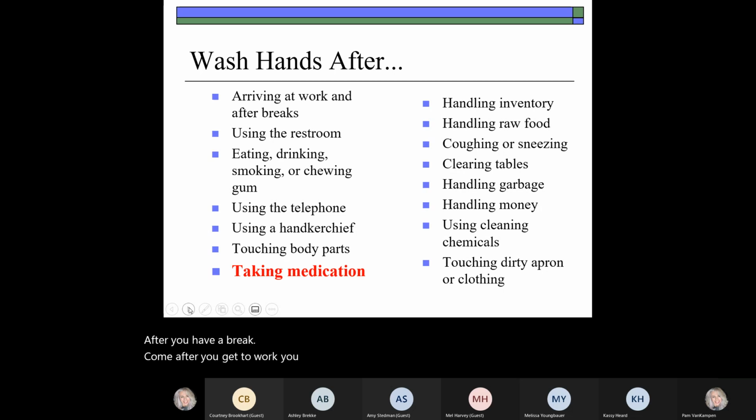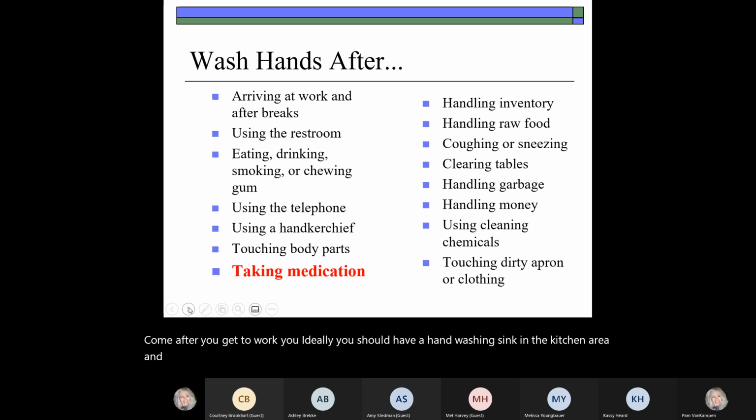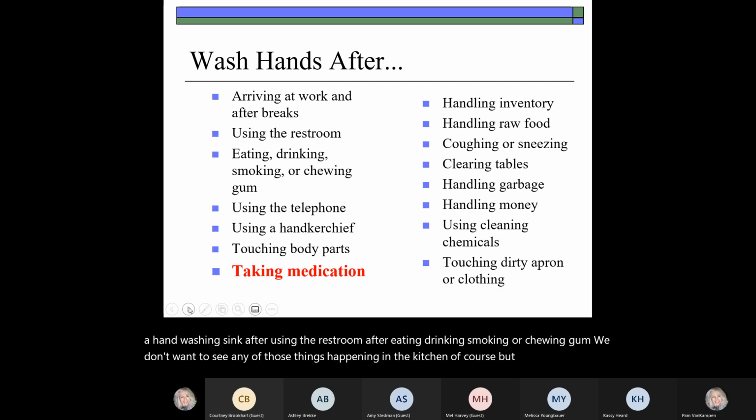Ideally, you should have a hand washing sink in the kitchen area and the serving area. If you don't, talk to your nutrition director to see if they have funds to put in a hand washing sink. After using the restroom, after eating, drinking, smoking, or chewing gum, we don't want to see any of those things happening in the kitchen, of course, but sometimes people do those things on a break.